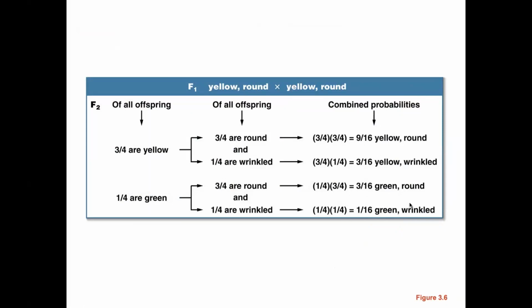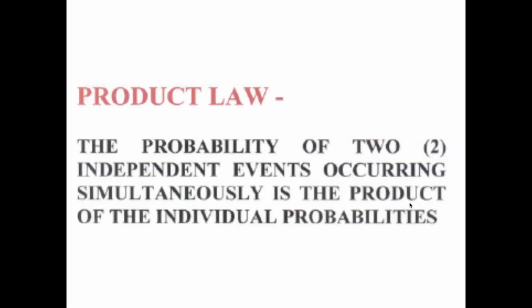What I want to point out here is, what are we doing with this multiplication? We're applying a law of probability, more specifically the product law of probability, which simply states that the probability of two independent events occurring simultaneously is the product of the individual probabilities. It's the same idea as flipping coins. If you have two pennies, what's the probability that you will flip them, each flip being an independent event, and they will both land heads? It would be a half times a half, which is a quarter.